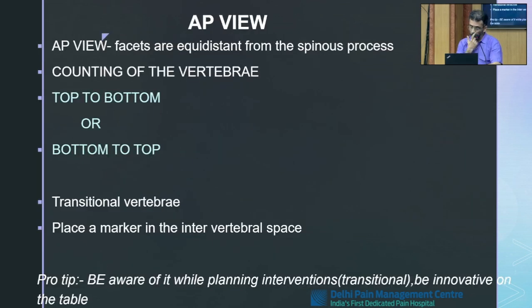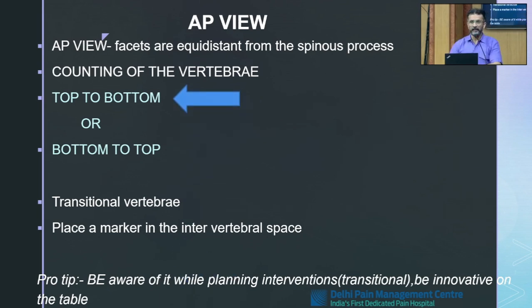Okay, now counting, we have counted. So what is the best way of counting? Top to bottom, bottom to top? Bottom to top. Very good. The ideal way is top to bottom. The reason being, there is more of transitional vertebrae present as an anatomical anomaly, as we know, right? Therefore, always try to go from top to bottom.